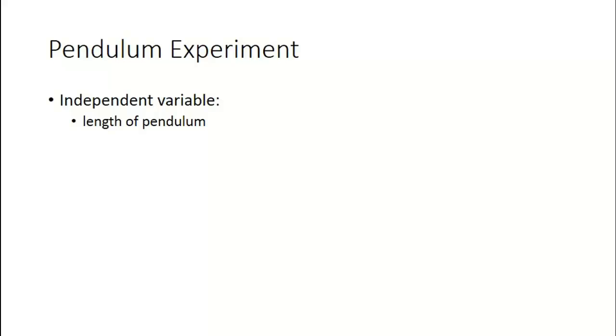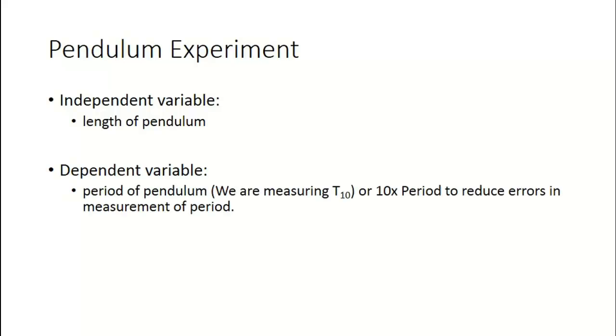So we might change it from 1 meter to 1.1 meters to 1.2, 1.3, 1.4, and 1.5 meters. So our dependent variable, or what we're measuring, is the period of the pendulum. More precisely, we're measuring 10 times the period of the pendulum to reduce errors in the measurement of the period.